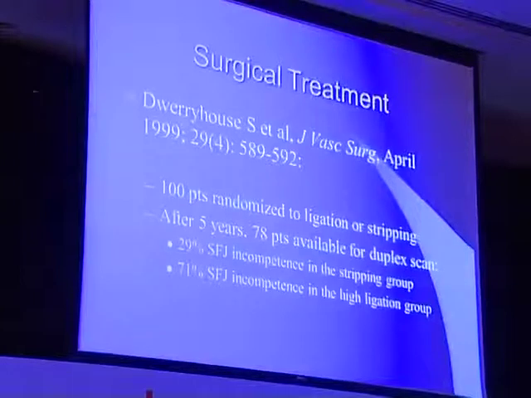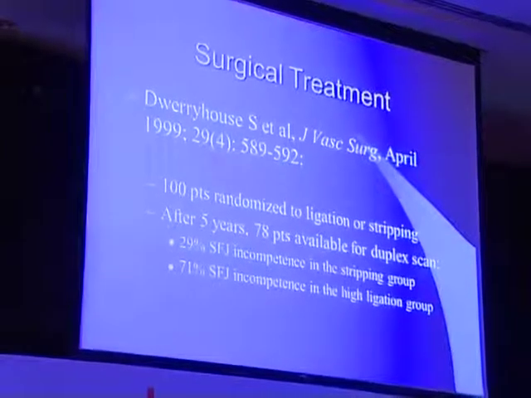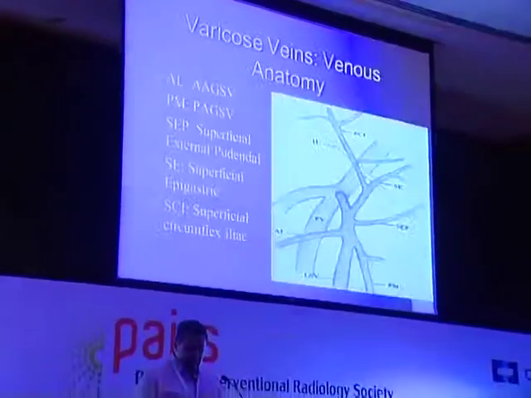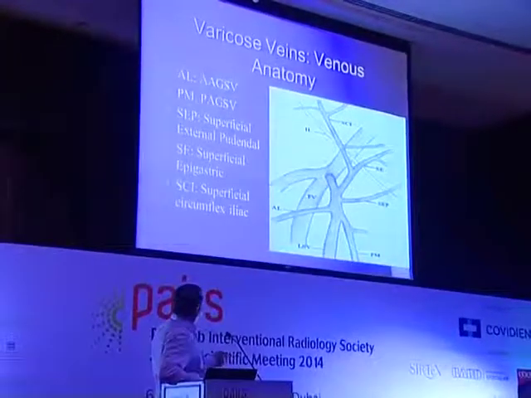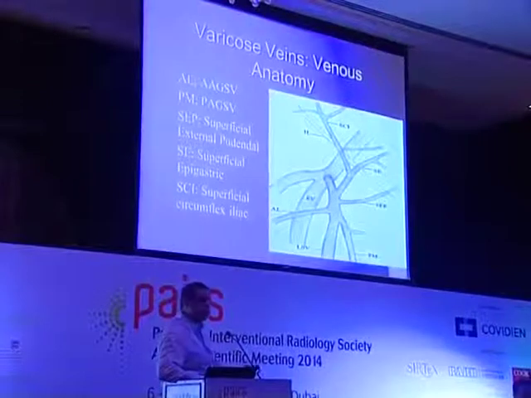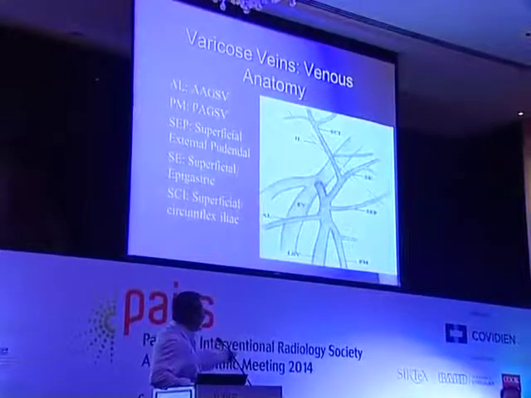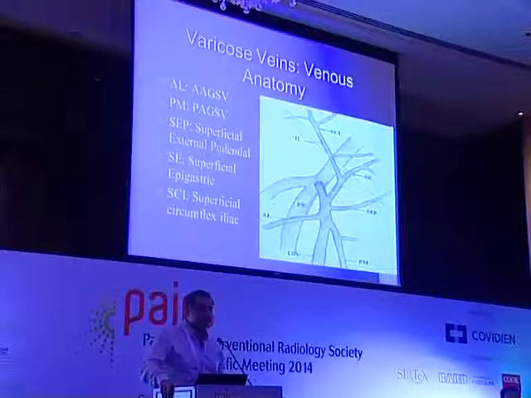If you look at the surgical literature, initially the results are nice, but then you start seeing a lot of incompetence at 5 years. This is a long series by Dereume et al. Why are we seeing a lot of recurrence after high ligation and stripping? Well, the anatomy is not as easy as I pointed to earlier.